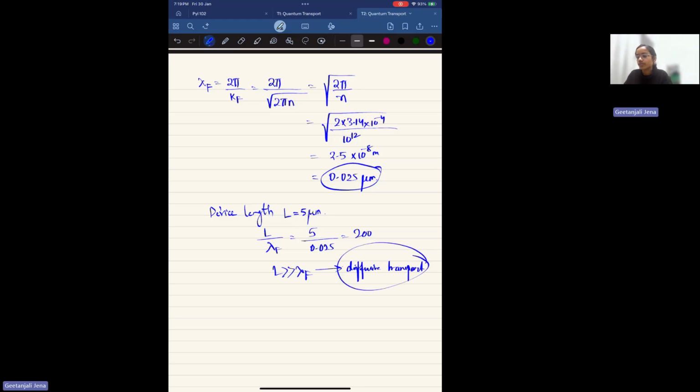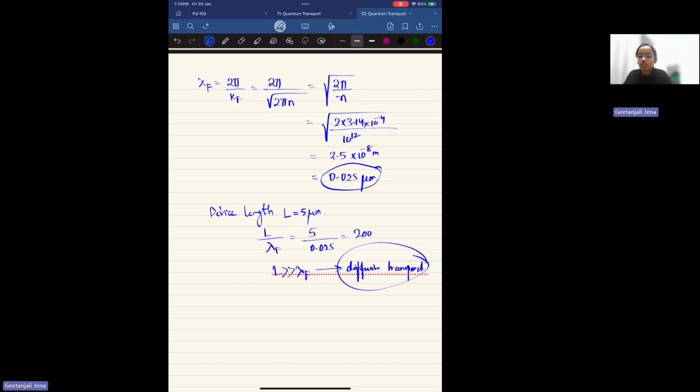So diffusive transport will dominate for this device if you have the mobility or the carrier concentration given in the question. Okay, so in this way you can calculate. This is for the 2D. Similarly, you can do it for the 1D case.